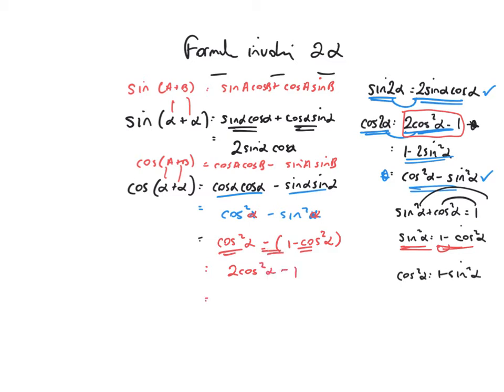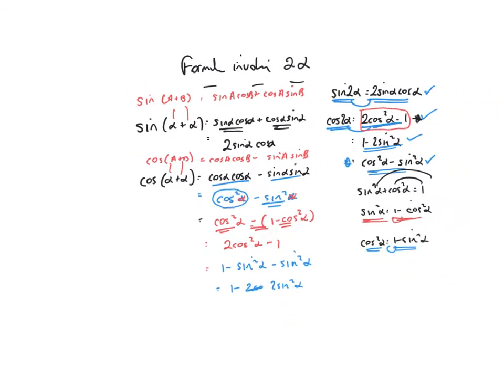Okay. Alternatively, what I could do is replace cos squared alpha with 1 minus sine squared alpha, so that would be 1 minus sine squared alpha minus sine squared alpha again, which will give me 1 minus 2 sine squared alpha. And there I've proven that one. Okay, so it's just a kind of starting point. Let's try a couple of examples involving some of these formulas.